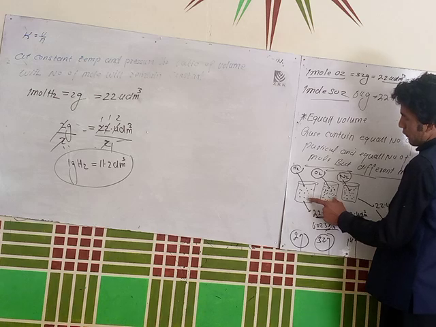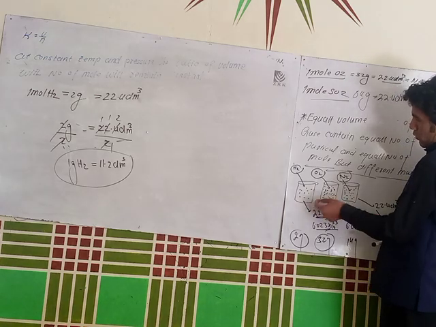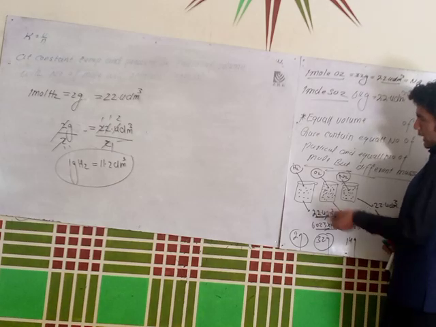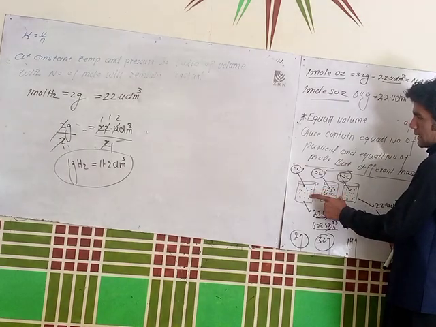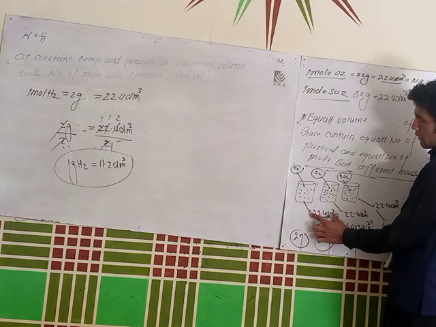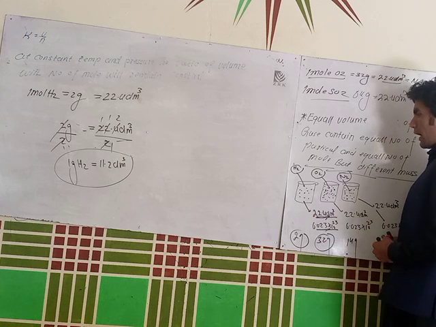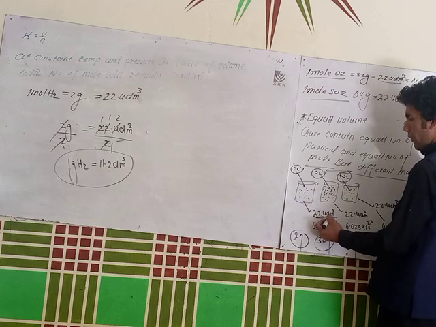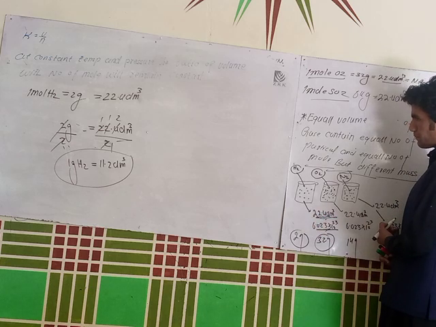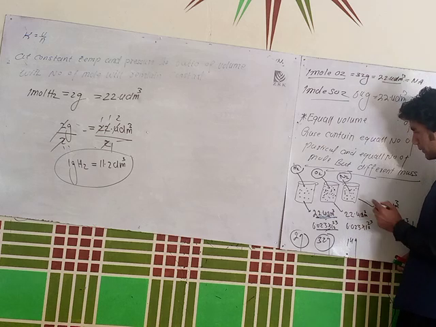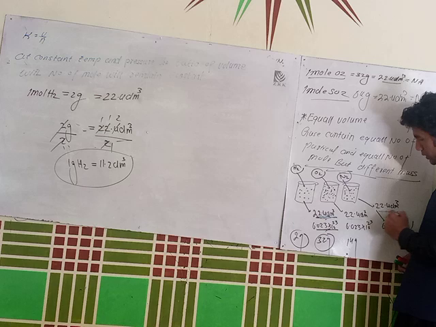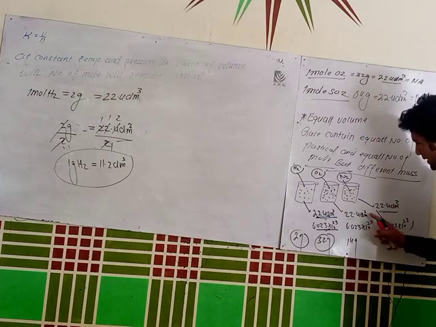Students, look, if we take three cylinders, one filled with hydrogen gas, one filled with oxygen gas, and the third filled with nitrogen gas, and we examine these cylinders, we will find these three gases occupy the same volume. Hydrogen occupies 22.4 decimeter cube volume, oxygen also occupies 22.4 decimeter cube, and nitrogen also occupies 22.4 decimeter cube. So the volumes are the same.